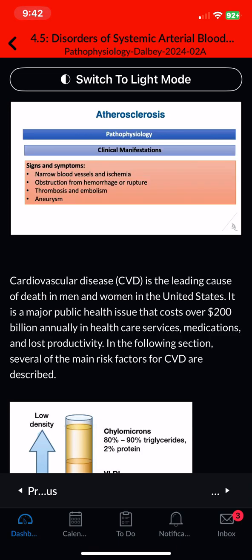Narrowing of the blood vessels can cause ischemia. In the heart, that's detected as angina. In the nervous system, we can see what we call transient ischemic attacks. In the periphery, there can be intermittent claudication, which is a cramp in a limb when it's used. We can see impotence, wounds or infections might not heal as well. It can also cause obstructions in vessels from hemorrhage or rupture of the plaque, and that can lead to a thrombosis or an embolism. We can see aneurysms, which is where a wall of the vessel is weakened and it then can balloon.